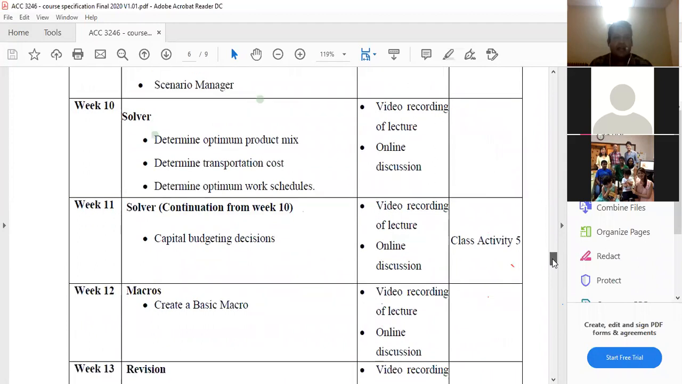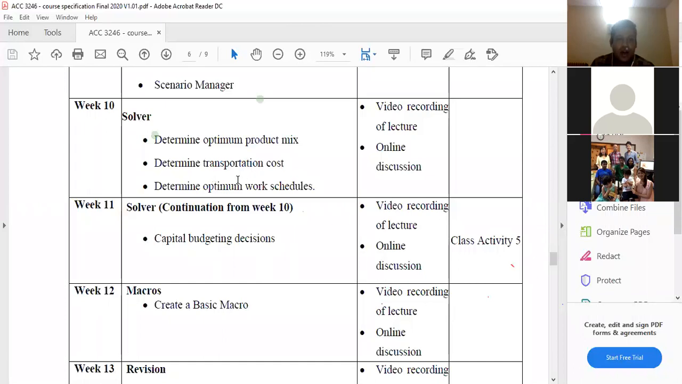Again, another important application. In week 10, we are going to discuss another important tool that is available in Excel. We call it Excel Solver. As far as this solver is concerned, it has different applications, especially limiting factor analysis, optimizing the product mix, and deciding on an appropriate production plan subject to the given constraints. You can apply the solver for these.